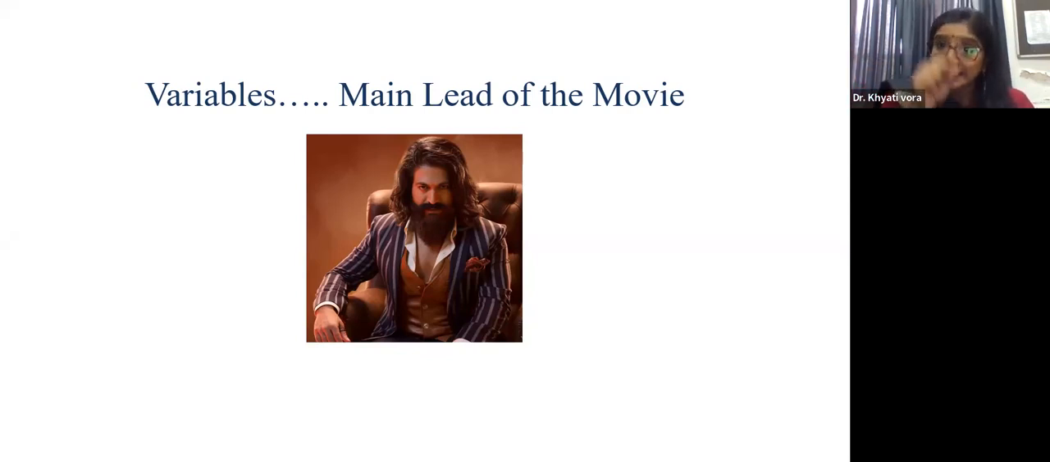So the main lead of the movie is a variable in our research. In our research, who is the main lead? Our main variable. So whenever you pick up any research topic, be very choosy about your main lead, because if your variable goes wrong, if you don't predict properly, your entire research goes wrong.